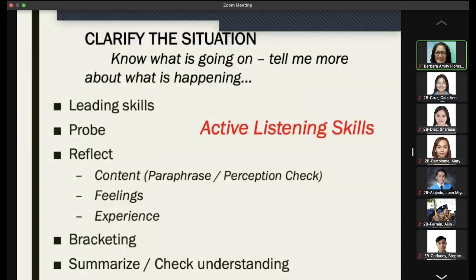So you want your patient to tell you more about what is happening. You make use of your very handy and well learned communication tool, your active listening skills. Know what is going on. Get your patient to tell you more about what is happening. So you use your leading skills, your probing skills, your reflection skills, your summary, and you're checking for understanding.